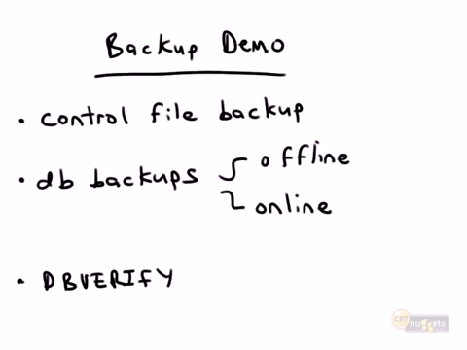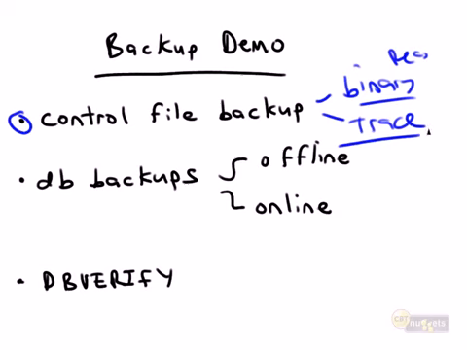Speaking of which, it's time for our first demo. Here we're going to cover backup technologies. I'm going to teach you how to back up the control file. We can do that a couple different ways. We can back it up in a binary format, which is what we'll want to use for recovery. We can also back up the control file to trace, which gives us a human-readable text file. That can be useful for analyzing the contents of that control file.